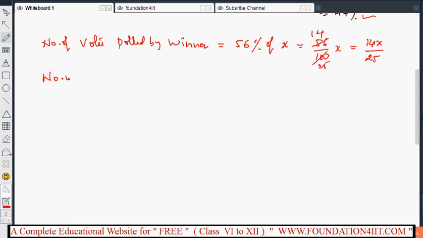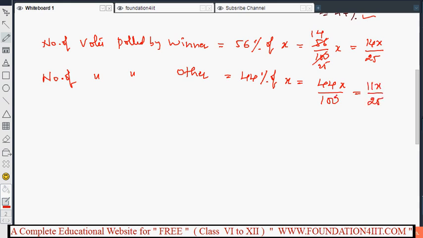Similarly, the number of votes polled by the other candidate is 44%. Just now we saw 44% of x, so 44x by 100. If you simplify, 11x by 25, because 4 table, 25 for 11. So 11x by 25. Now if you observe, the number of votes polled by the winner is 14x by 25 and the number of votes polled by the other is 11x by 25.